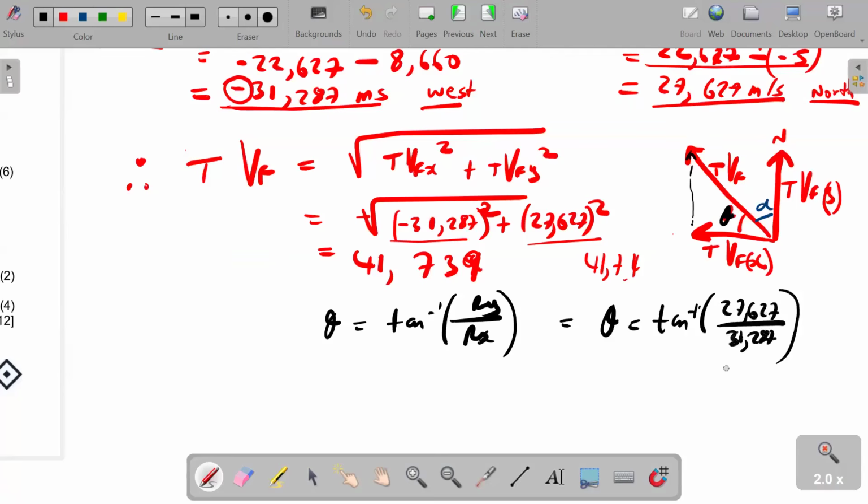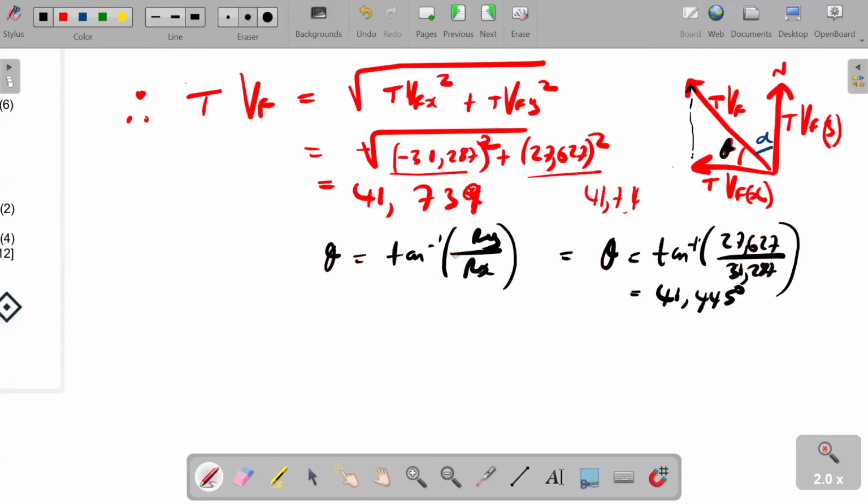31.287. Why am I ignoring the negative? Remember, the negative was only there to tell us is it west or east. The positive was only there to tell us is it north or south. So I would advise when you are performing this calculation here to put it aside. There is no need for you to use it. So when you do that, you get 41.445 degrees, and apparently it is the same as what we got on the other method.